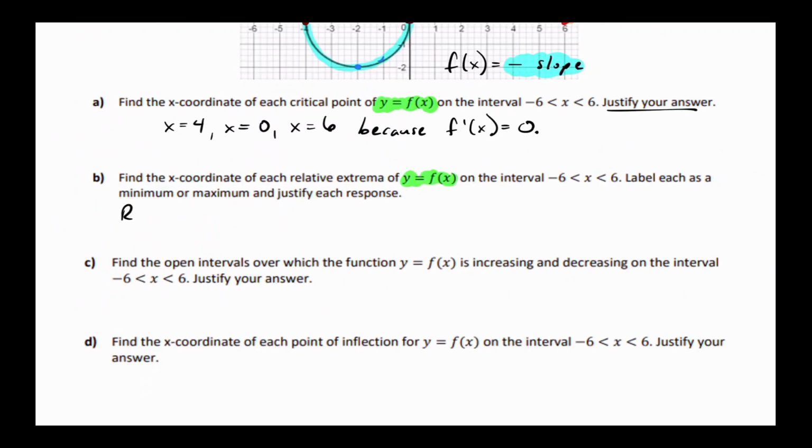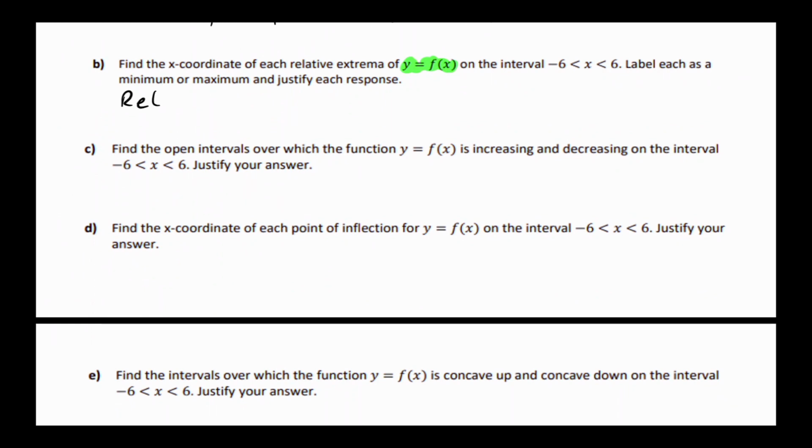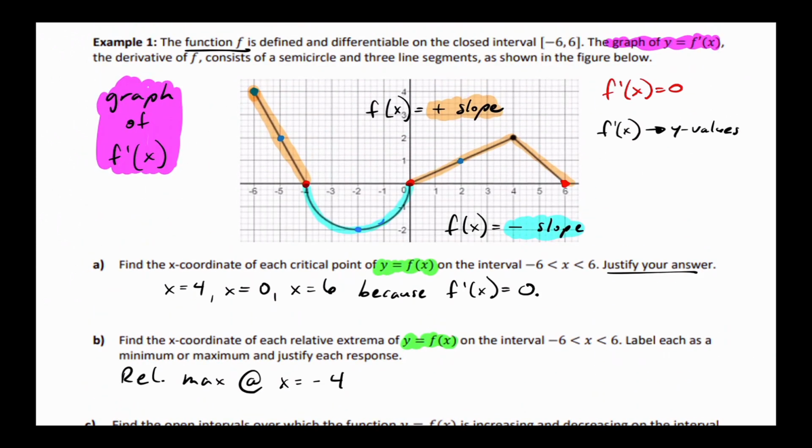Relative... what? Not a minimum. If it changes from increasing to decreasing, it's actually a maximum. It's going to be a maximum at x equals -4, we said, right? X equals -4. Justify your response. How do we know that?